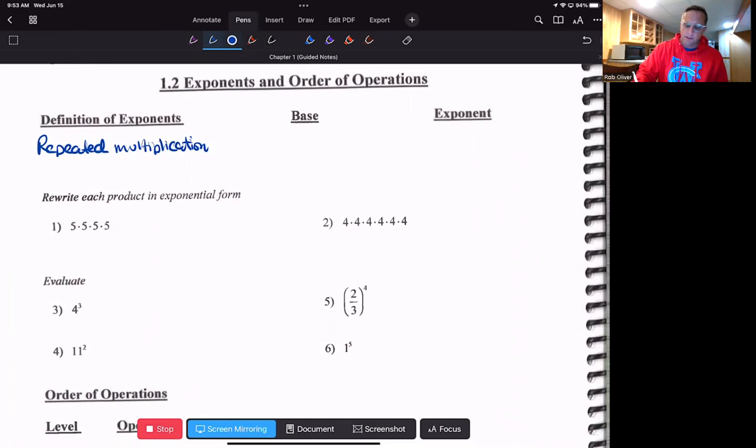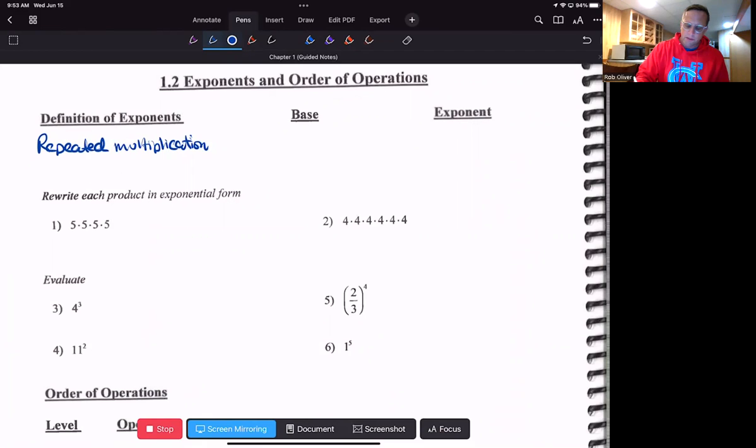Let's say we have 4 to the 3rd power. The base is the 4. This is the big number at the bottom, and the power, the exponent, is the 3. Now, you're probably aware that does not mean 4 times 3. That means 4 to the 3rd power, or 4 cubed, which is essentially 4 times 4 times 4.